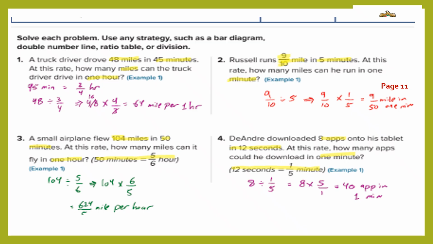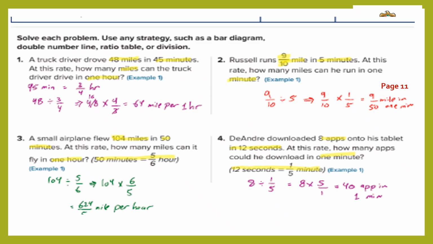In the first one they asked: a truck driver drove 48 miles in 45 minutes. At this rate, how many miles can the truck driver drive in 1 hour? 1 hour means they asked you to find the unit rate. So 48 miles in 45 minutes, how many miles in 1 hour? 1 hour means 60 minutes.